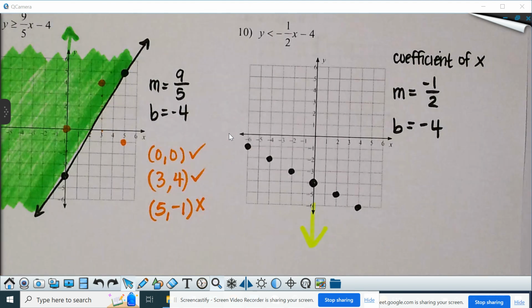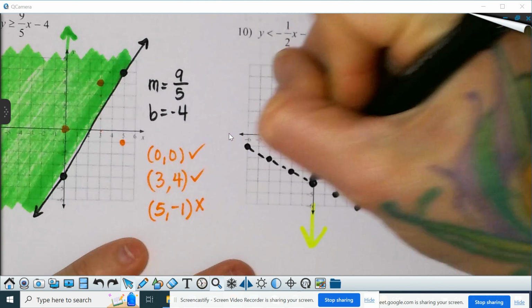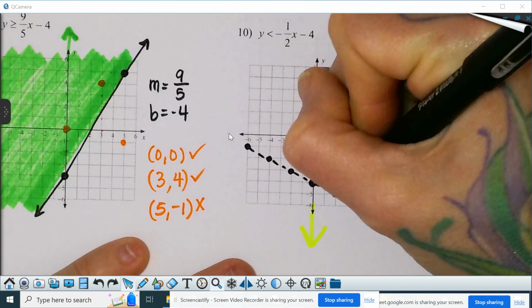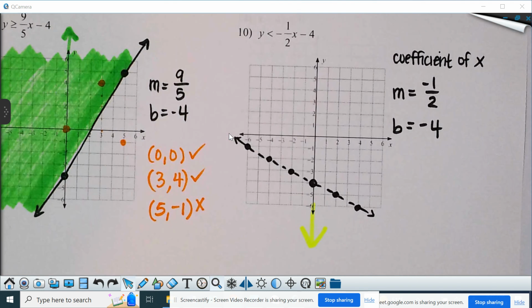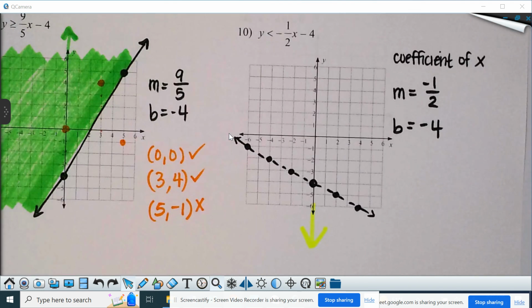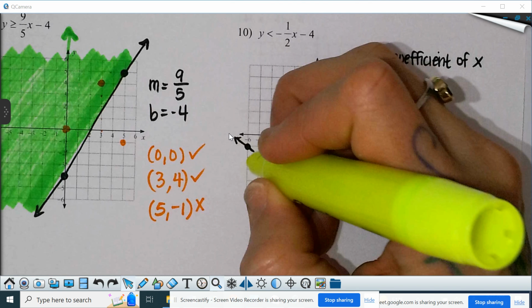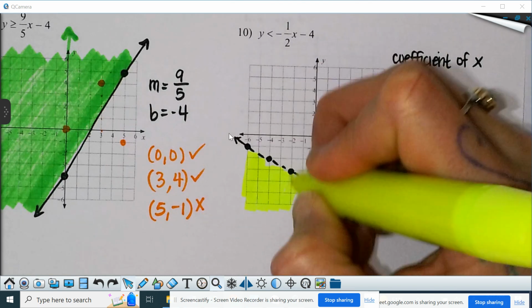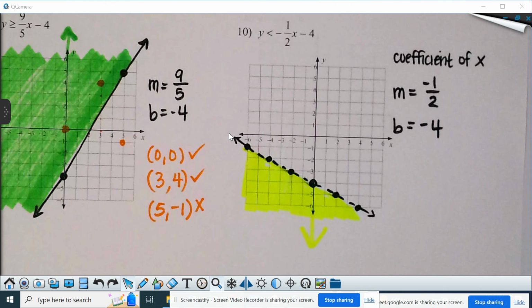Now, this is a less than. There is not an equal to symbol. So that means this becomes a dashed line, which you can think about as like a chain link fence. That means you can't sit on it. So anything that falls on that line is not a solution. But everything less than, which is, we drew our arrow down, which is going to be down here, is a solution.